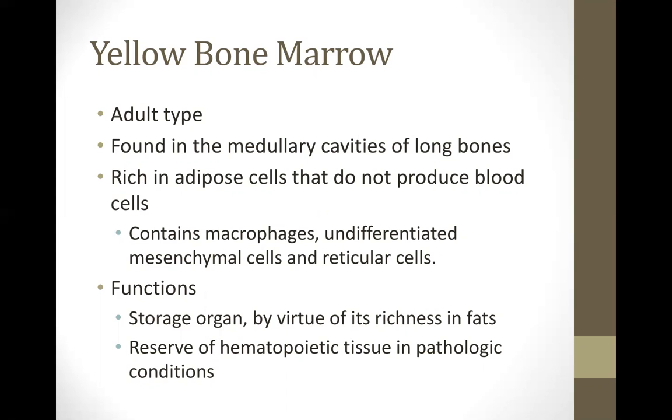No? As I mentioned kanina, as bone marrow, ayun po yung bulalo. Okay, yung bulalo, diba nasa buto siya? And they are found at the medullary cavities. So, yung mga part na yan na kinakain ninyo, storage lang siya. Okay? By virtue of its richness in fats. Pero, the yellow bone marrow, one of the functions is reserve of hematopoietic tissue in pathological conditions. Meaning, in cases of abnormal production of RBC, meron tayong reserve. Not just the red bone marrow, but also the yellow bone marrow as well.